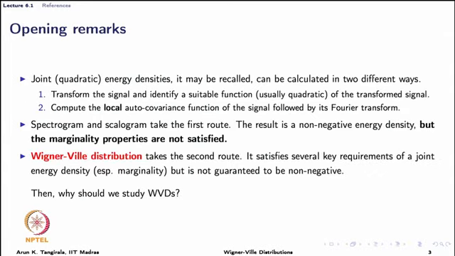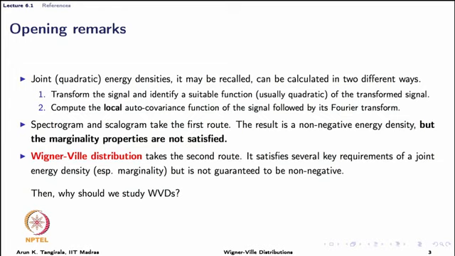Before we look at the definition of Wigner-Ville distribution, it is useful to recall that there are fundamentally two ways of calculating the energy density, whether it is a joint energy density or just the energy spectral density that we calculate using Fourier transform. There are two routes, the first route being transform the signal and then identify some kind of functional operation, typically a quadratic magnitude square, to get the energy density. Of course, justification has to be provided why that functional will result in an energy density.